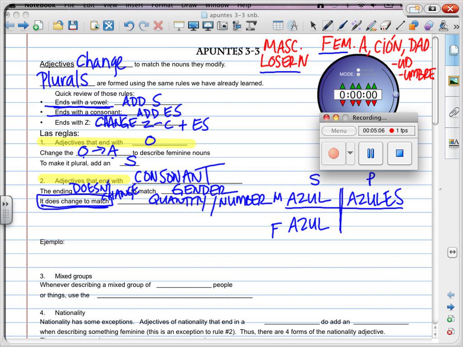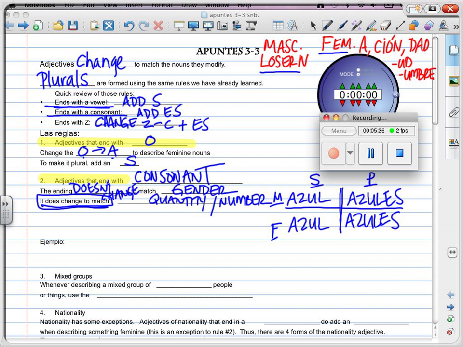Well, what about if it's feminine and it ends in a consonant? What are you going to do? Do you put an A? No. Why not? I don't know. Latinos just didn't like the way that it sounds if you say azulas. They were like, that sounds weird. Let's just keep it the same. Make it easier for the American kids. I think that's what they were thinking. So there you go. There's your chart. Singular, plural, masculine, feminine. This is what you do to adjectives that end with a consonant.